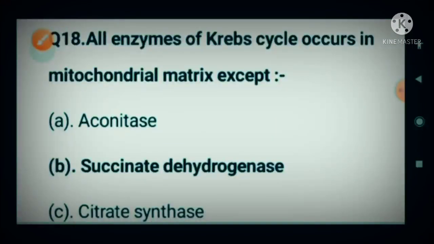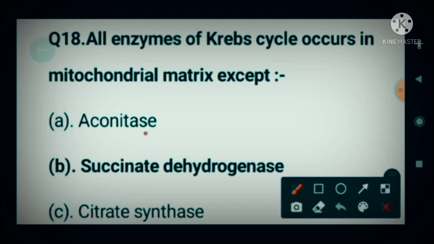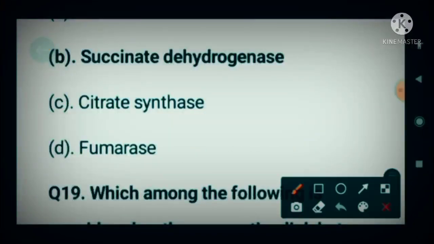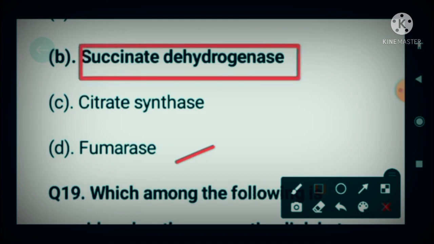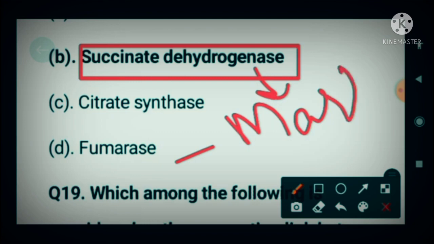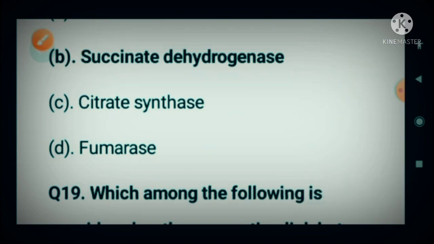Next question is: all enzymes of Krebs cycle occur in the mitochondrial matrix except aconitase, succinate dehydrogenase, citrate synthase, fumarase. The right option is option B, that is succinate dehydrogenase, which is also called a marker enzyme, and it is located in the inner mitochondrial membrane.